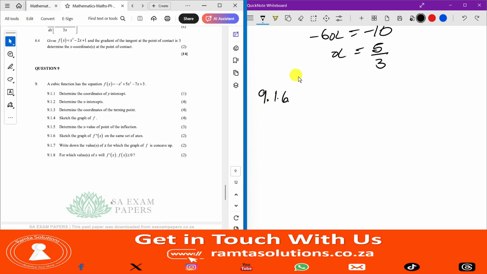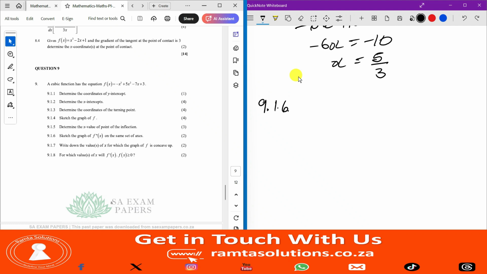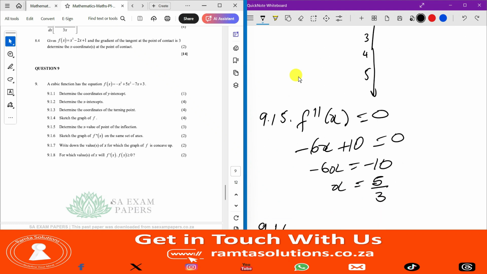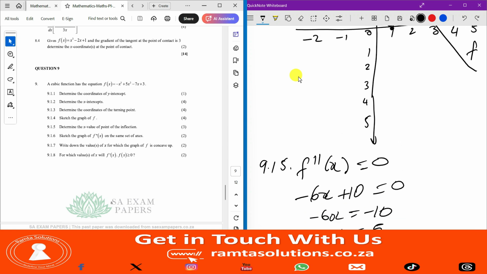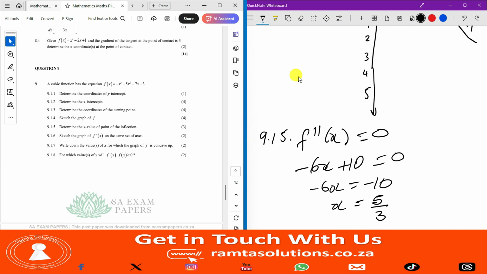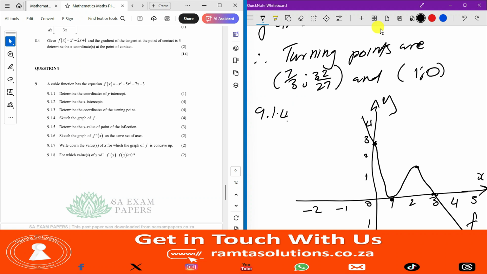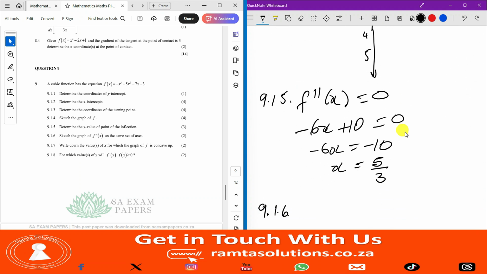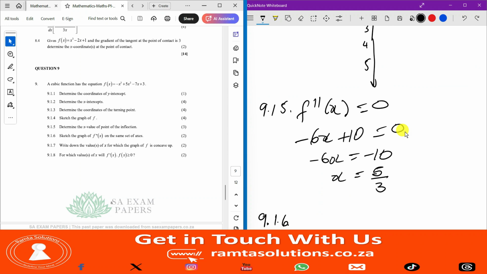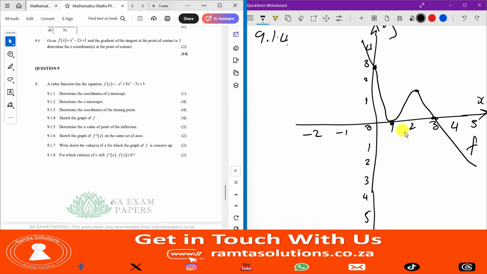9.1.6. Sketch the graph of f double prime of x on the same set of axes. Cool. This graph is, as you can see, negative 6x plus 10. Oops, messed it up. Negative 6x plus 10. And then what is its x-intercept? Its x-intercept is at 5 over 3, which is 1.67.